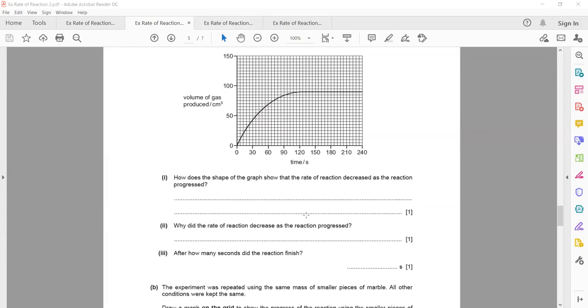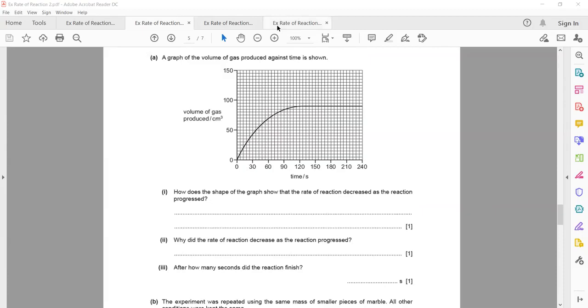And how many seconds did the reaction take to finish? Reaction finish means when the volume is constant. So when the volume is constant, it's about 120. When the volume starts to be constant, it does not change after that. So it will be 120 as the answer. Is this clear? This part? Here the number of particles decreases, and here the slope decreases. Any doubt in this?